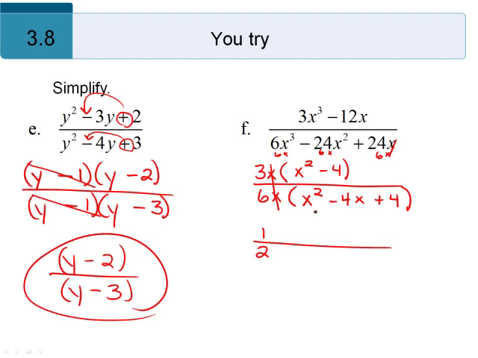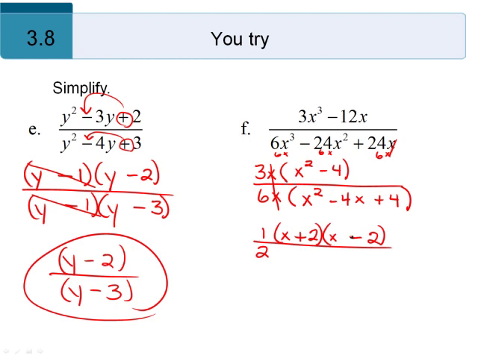Now, I cannot cancel the x squares or the 4s. Totally wrong. I need to keep factoring on the top and keep factoring on the bottom. On the top, I have perfect squares. So I'm going to set up FOIL. I have x and x. For the x squared, the square root of 4 is 2 and 2, and the signs have to be opposites.